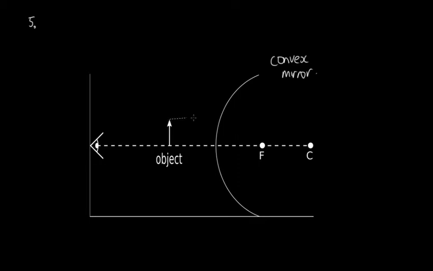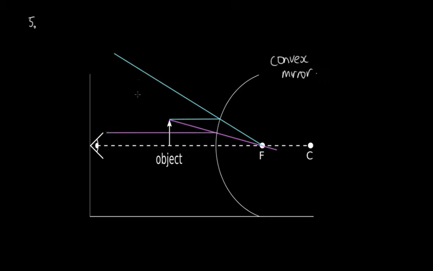So we draw one which is parallel to the principal axis. Now when it's reflected, it is reflected so that it would have come from this focal point behind the mirror. So it's reflected up like this. We draw our next principal ray going through the focal point, but then when it hits the mirror, it is reflected parallel to the principal axis, so along here like this.